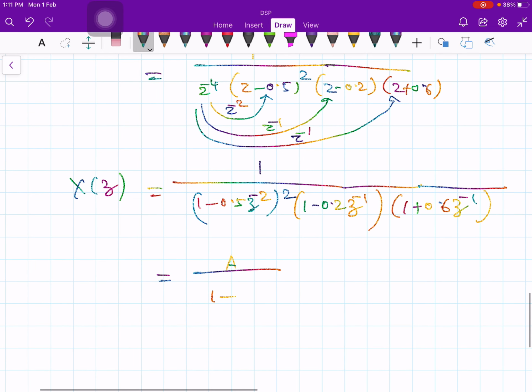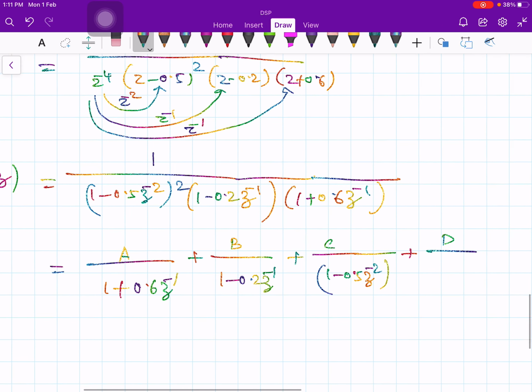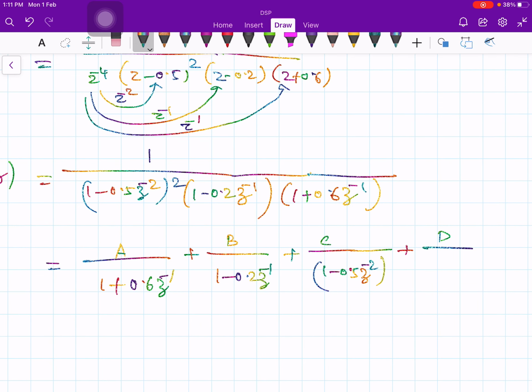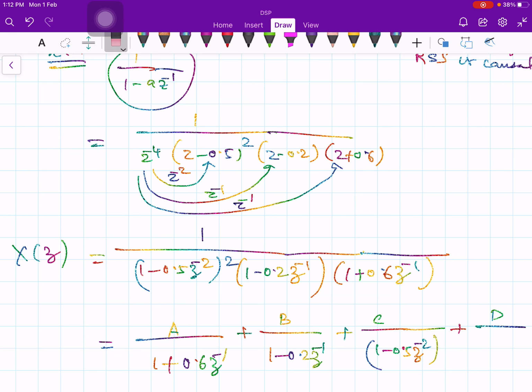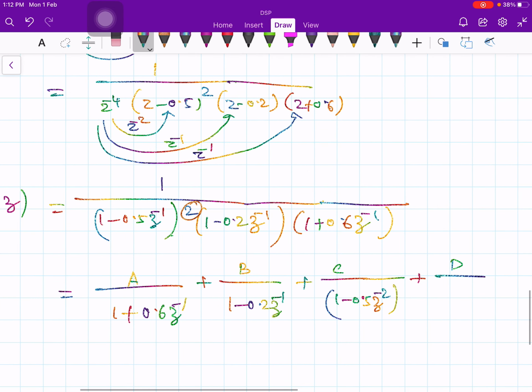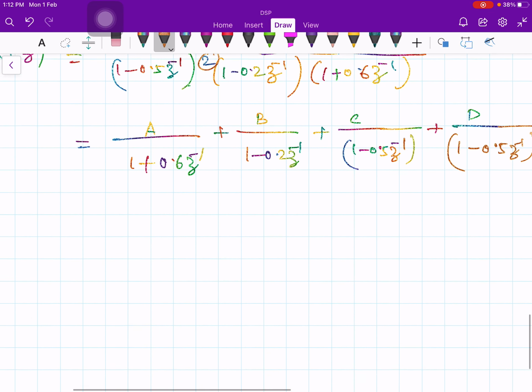Okay, now you write A divided by 1 plus 0.6 z inverse, plus B divided by 1 minus 0.2 z inverse, plus C divided by 1 minus 0.5 z inverse, plus D divided by... I'm sorry, I did a blunder here. This is not z squared, because already there is a square. Therefore this is 1 minus 0.5 z inverse, whole squared. I'm really sorry about that. That's it. Sometimes I do make a mistake.